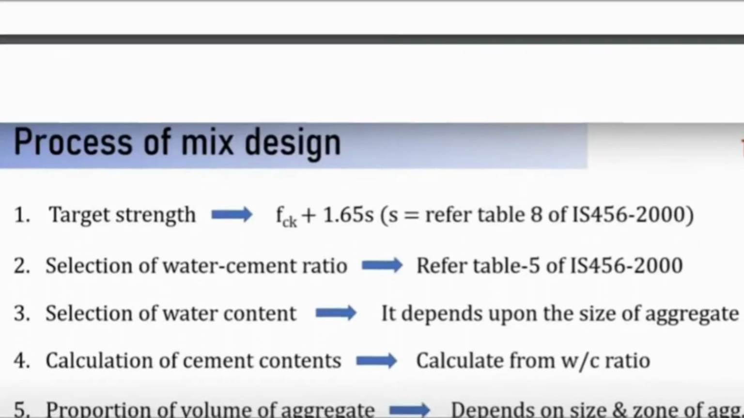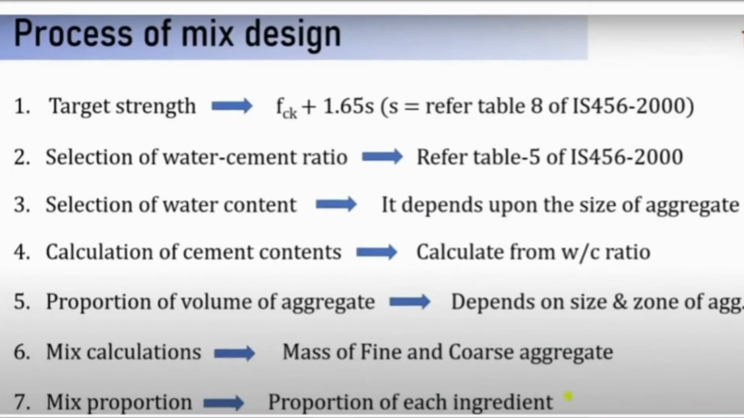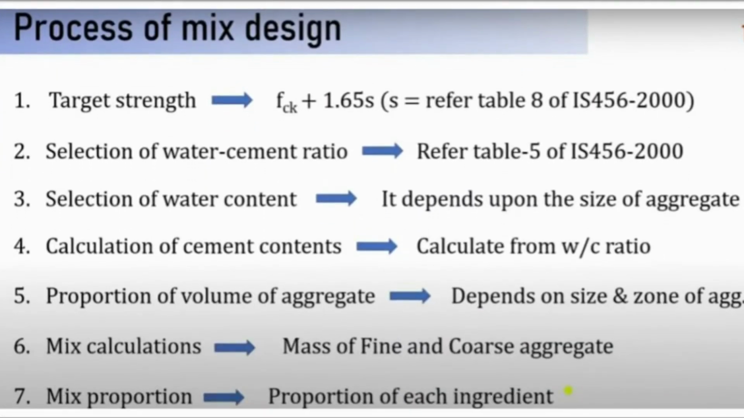So the process for the Indian standard method of mix design is, first of all, number one, we calculate the target mean strength FT equals FCK plus 1.65 S, where FCK is the characteristic strength. For M20, the FCK value is 20 Newton per mm square, the characteristic strength of the M20 mix. So, for example, M20, FT equals FCK plus 1.65 S. We put FCK equals 20 for M20, and S is the standard deviation of the strength, which is given in IS 456 2000, table number 8.